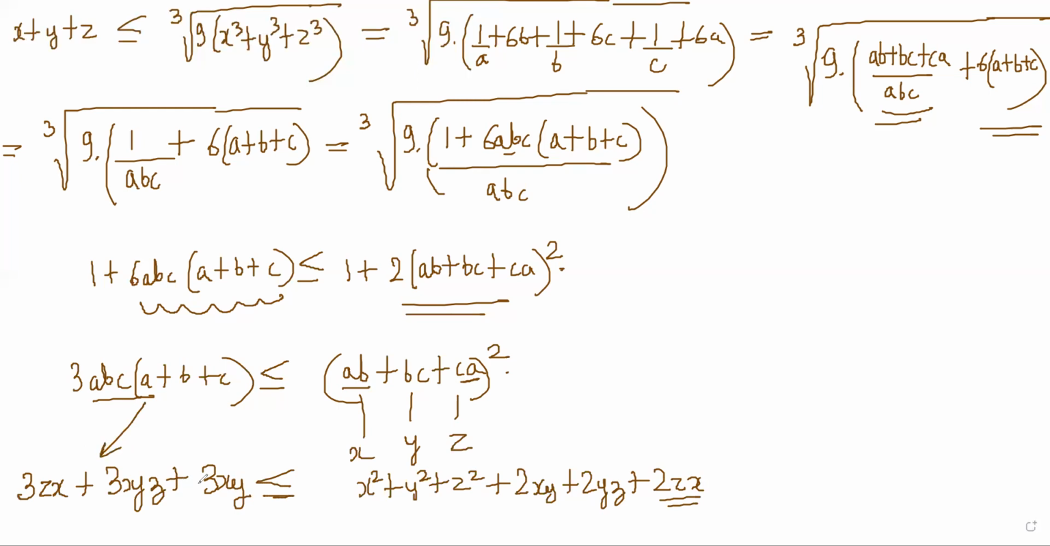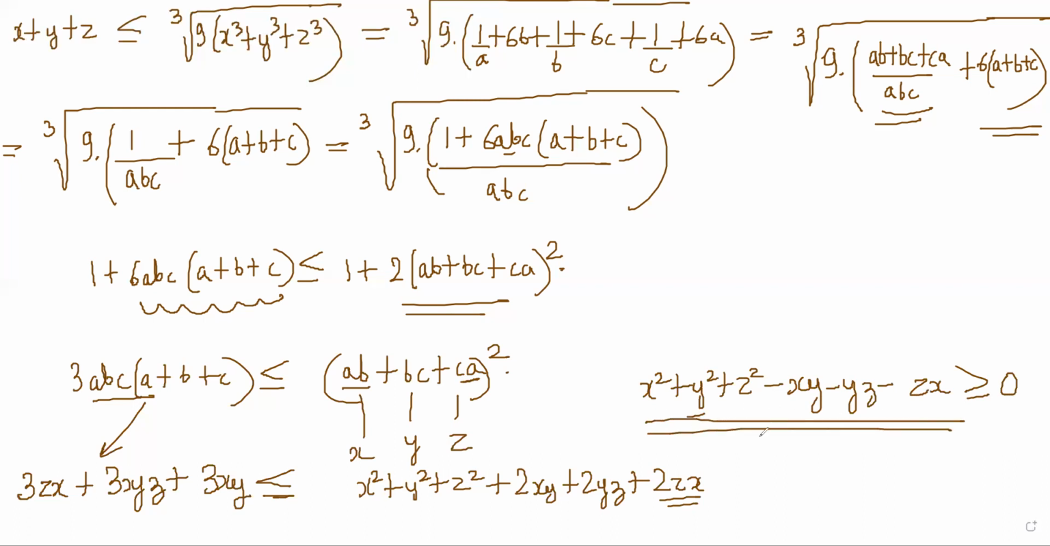This inequality is just this inequality, which is obvious because we know x square plus y square plus z square minus xy minus yz minus zx is always positive. That we know to be true because it can be written as a sum of three perfect squares: (x minus y) whole square plus (y minus z) whole square plus (z minus x) whole square, divided by 2, right? So we know that is true.